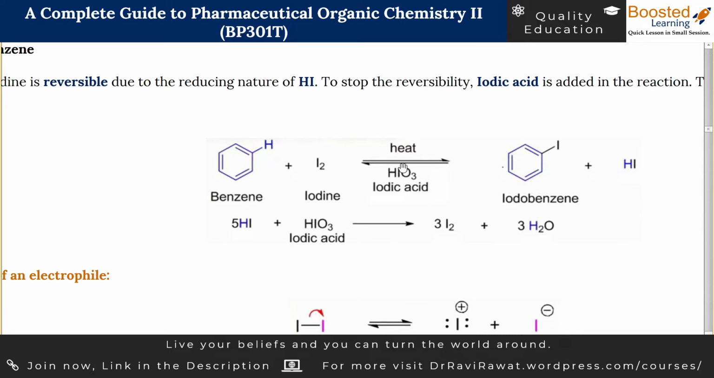And there is no need of any Lewis acid catalyst. Lewis acid catalyst was required while doing chlorination and bromination, but with iodination we do not require Lewis acid catalyst. But there is another challenge in this case: the product iodobenzene can revert back to the reactant because the reaction is a reversible reaction. The product formation is happening, and after some time the product will revert back to reactant. So it's a challenge. How do you keep the product as it is?